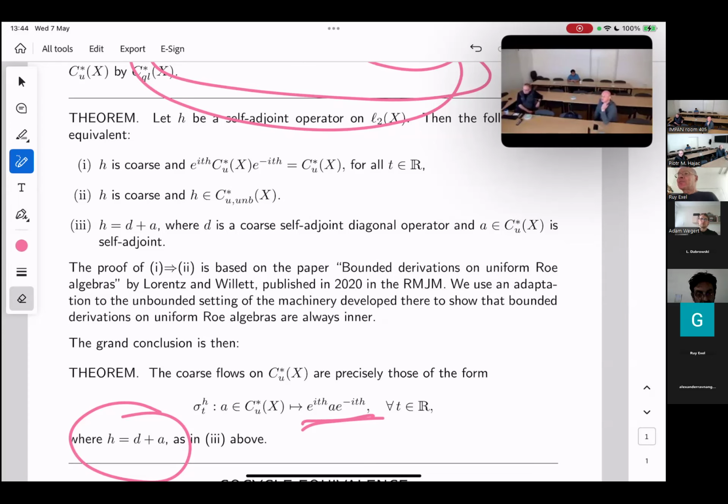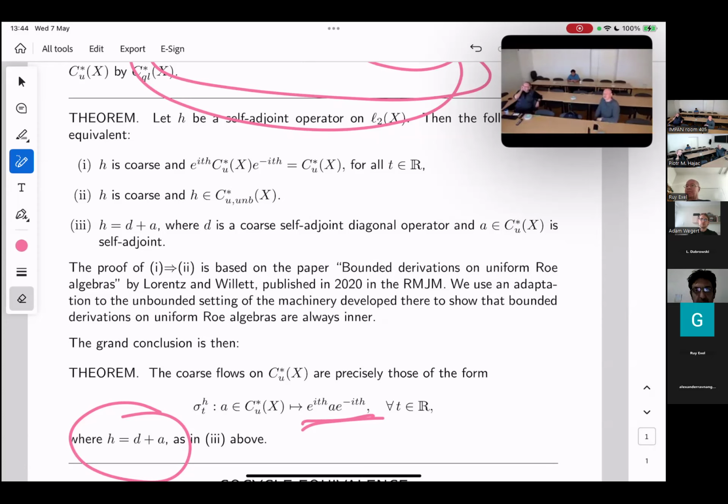Okay. And assume that it is bounded. Then necessarily an element of CU. Okay, now I understand the question. Yes.